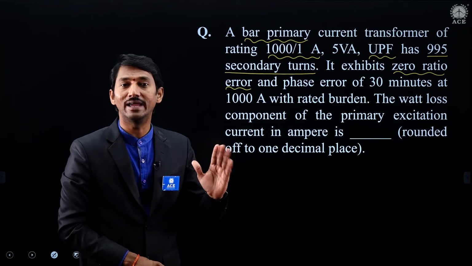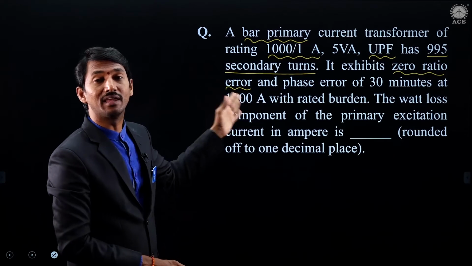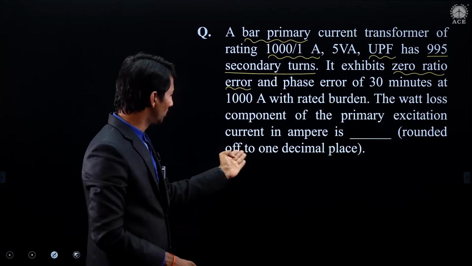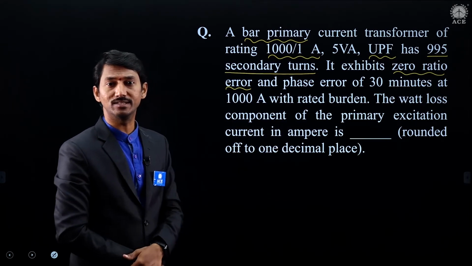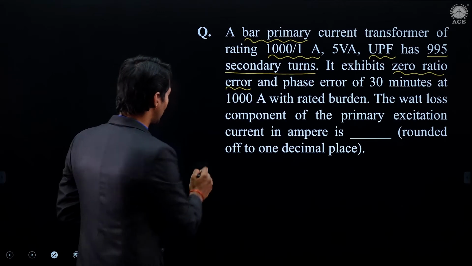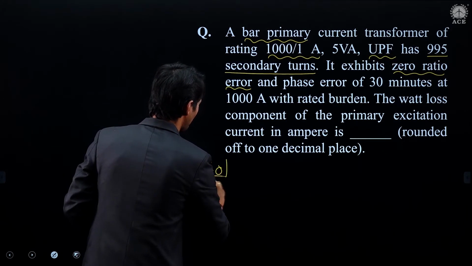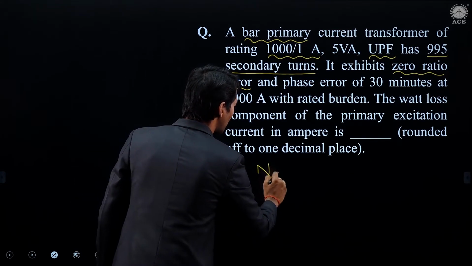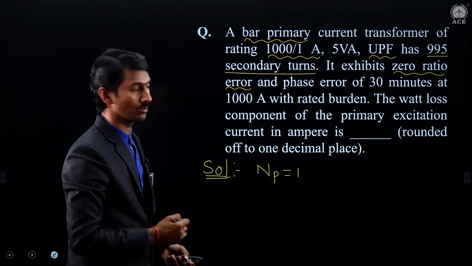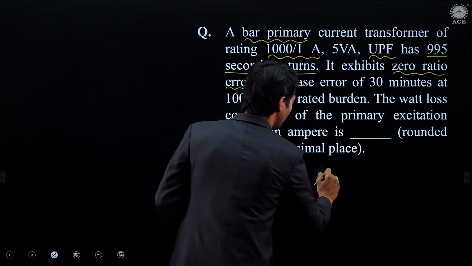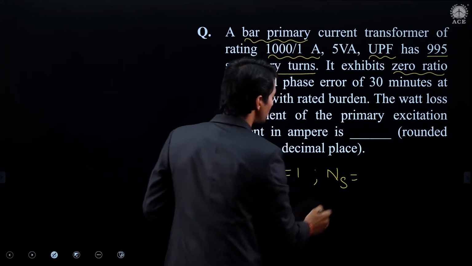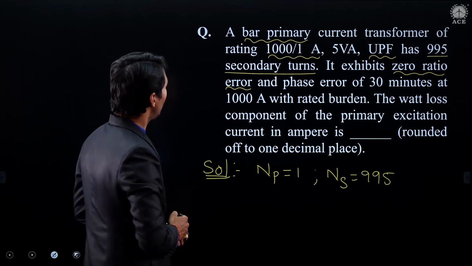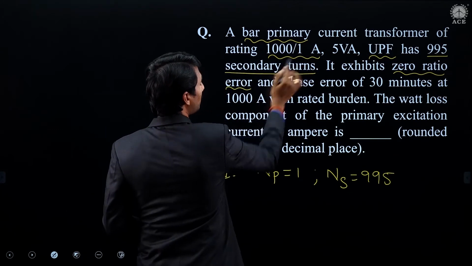So we need to find the IC value by considering the given conditions. It is a numerical answer type with decimal values. You need to round it to 1 decimal place according to the question. Let us write the given data first. Number of turns in the primary, bar primary means the number of turns in the primary is 1. Number of turns in the secondary, NS, is how much? 995.